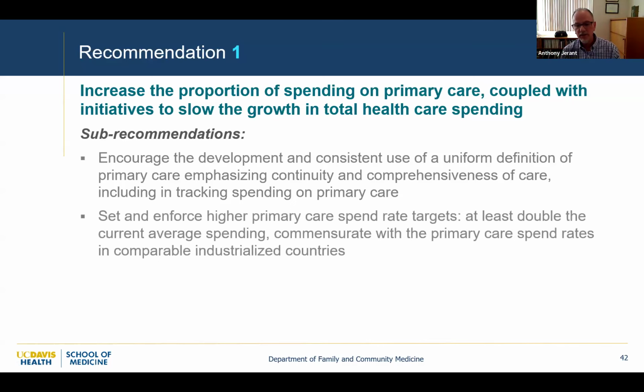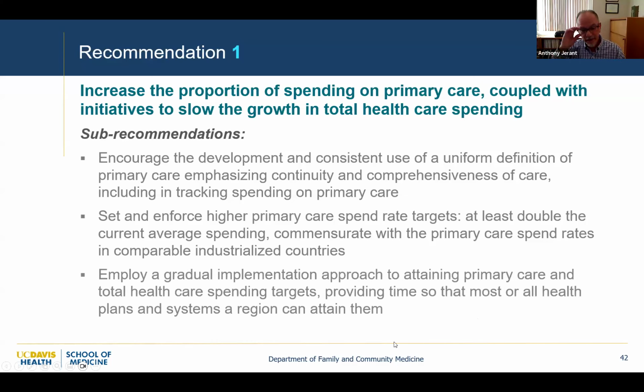Set and enforce higher spend rate targets, at least double the current average spending, which again would be very consistent with OCA's recommendations. That would bring us more in line with comparable industrialized countries that spend less overall on healthcare, but more on primary care and get better outcomes. And then the committee also endorsed the gradual implementation approach, because you have to meet practices where they are. Setting unrealistically short timelines could really backfire and create a lot of pushback as well.